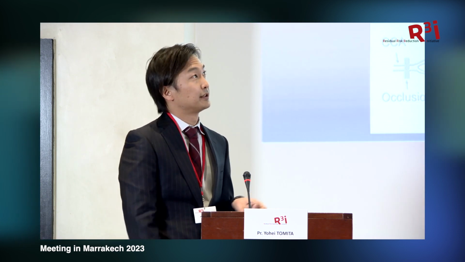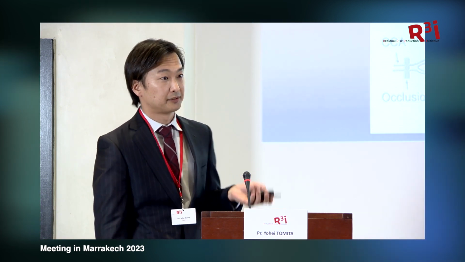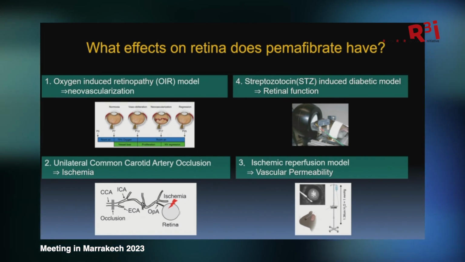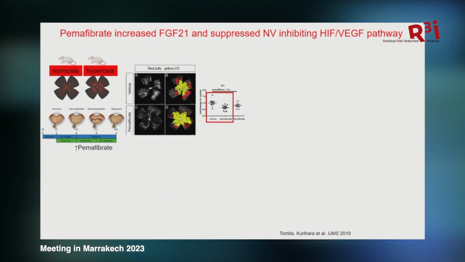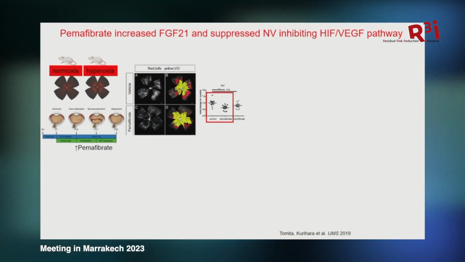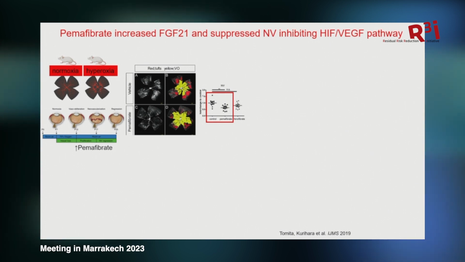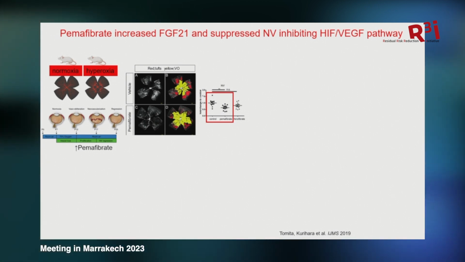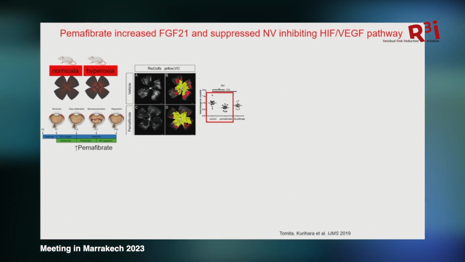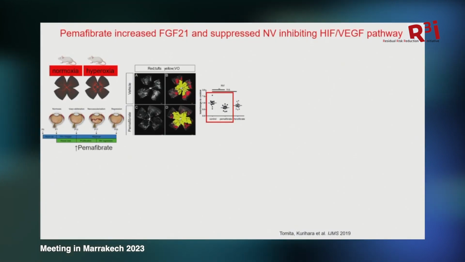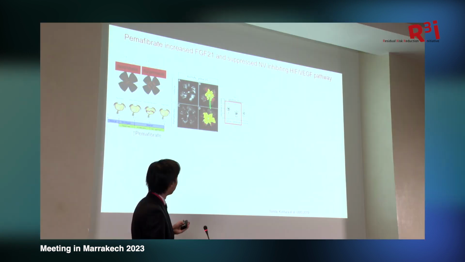Unfortunately, there's no good animal model which mimics diabetic retinopathy in humans. So we divided it into four parts and used four mouse models. First of all, I used the oxygen-induced retinopathy model, which mimics the neovascularization in PDR patients. First, we put the mice in a high oxygen chamber, 75% oxygen, from P7 to P12 after birth. And then mice return to room air. Then we fed pemafibrate and the control drug to the mice. And at P17, neovascularization occurs in the retina. So we evaluated the drug by counting the area of neovascularization in the retina.